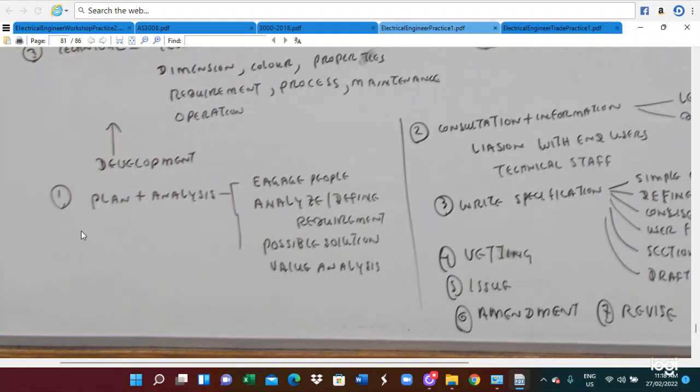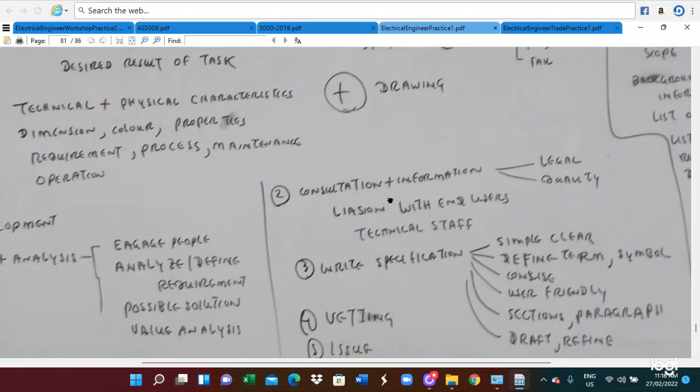Before you design anything, firstly you have to plan, you have to do the analysis. In this case, plan and analysis depend on you collecting the appropriate material, engaging the people, and also defining the requirement, and you have to determine the possible solution, and you have to evaluate the analysis. Those are the development aspects.